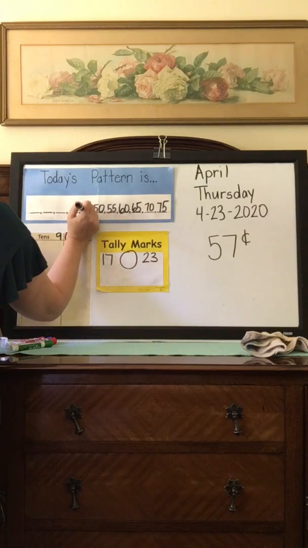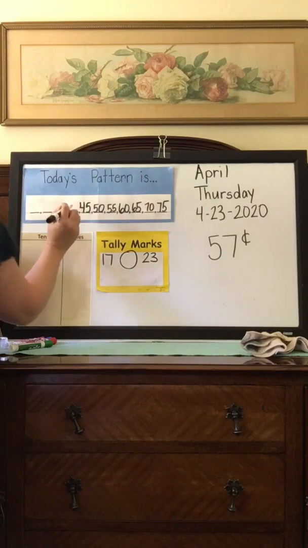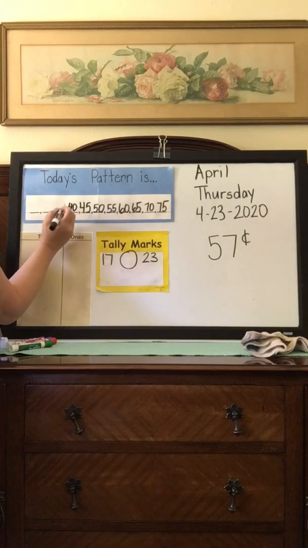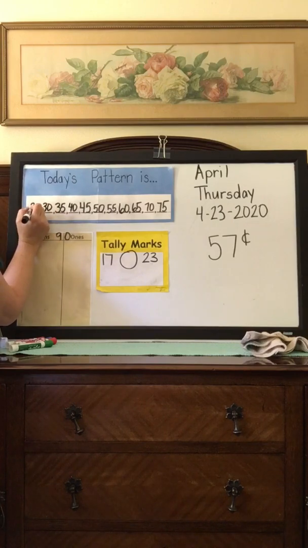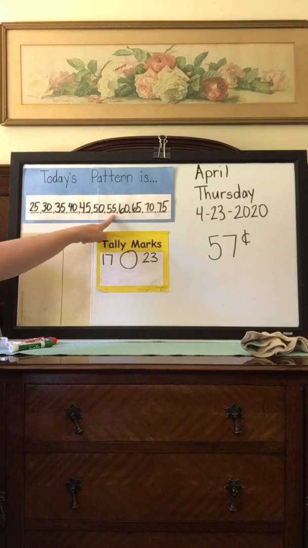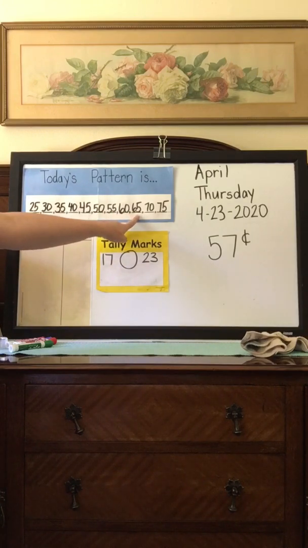I know that the 5 before that is 45, and then I go back 5 more and it's 40, and then I go back 5 more and it's 35, and then I go back 5 more and it's 30, and I go back 5 more and it's 25. So let's count starting at the beginning to make sure we counted by fives. 25, 30, 35, 40, 45, 50, 55, 60, 65, 70, 75.